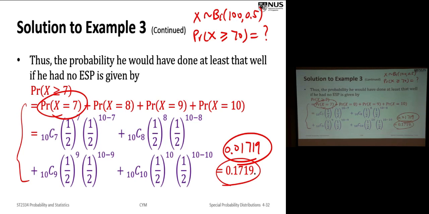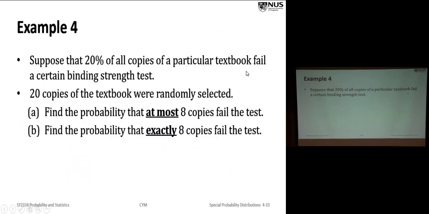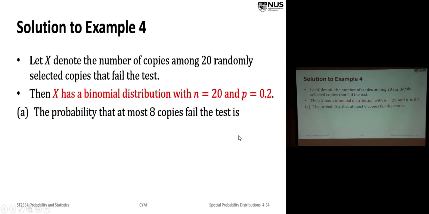Okay, I guess it's smaller. You check it out. So in that case, it's not that common to have 70 heads out of 100. All right? Okay, so I think I skipped this example 4.